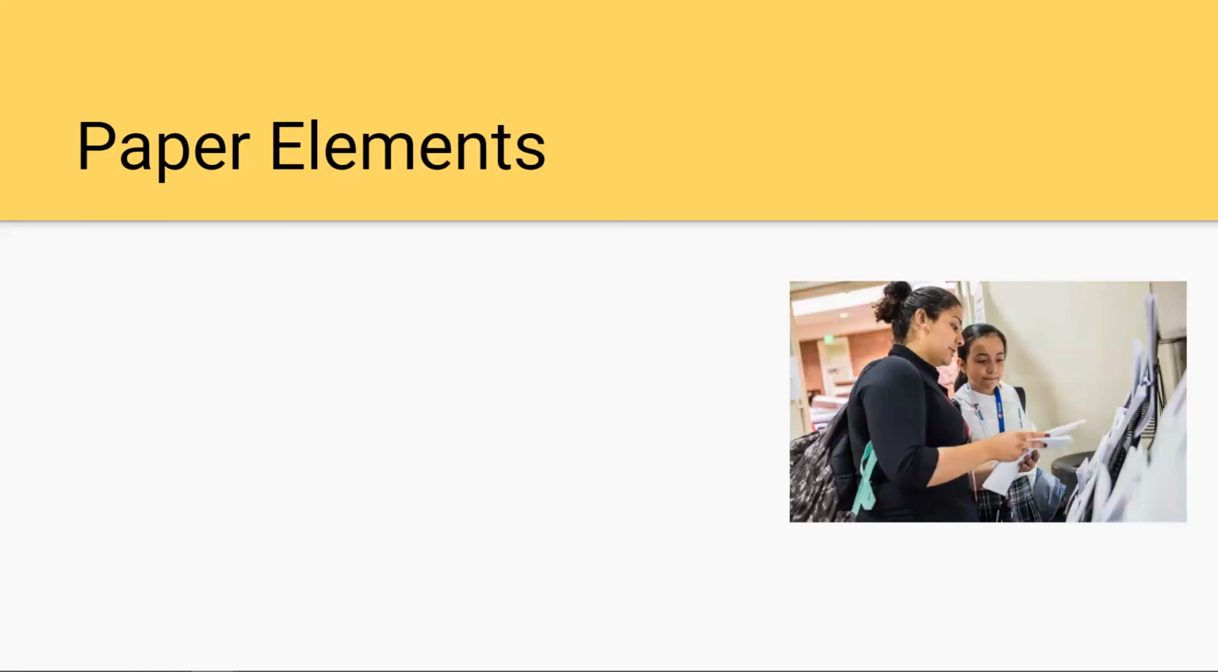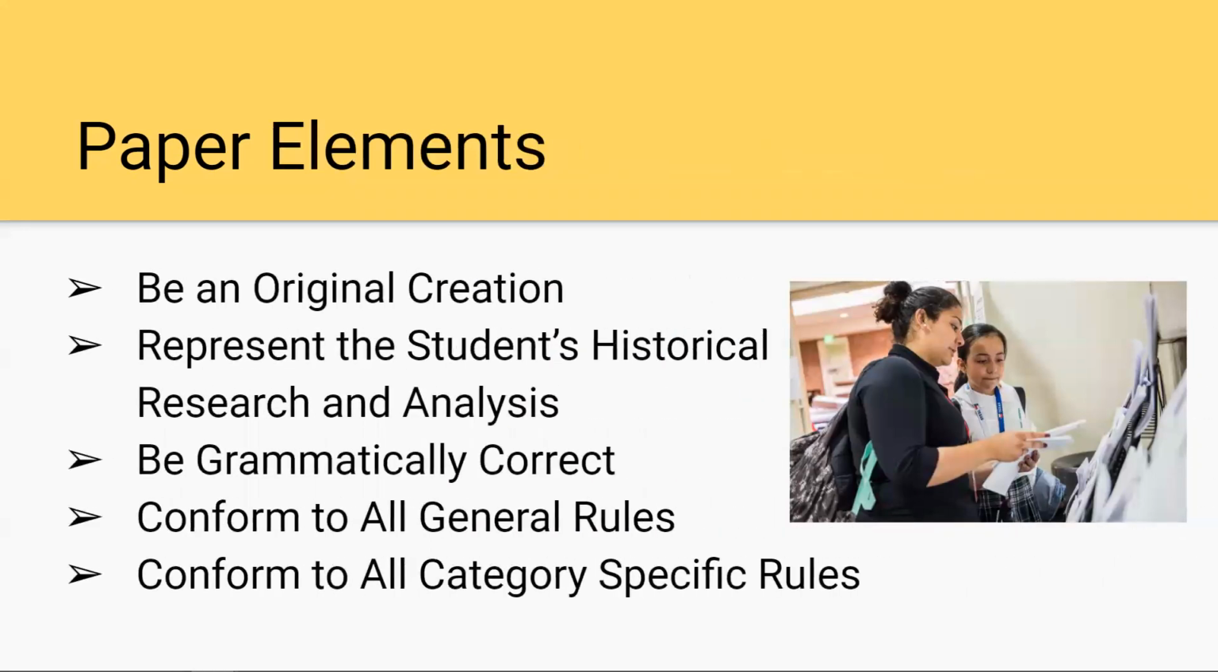All papers will contain each of the following elements. They must be an original creation, meaning they cannot reuse research from a previous year. They must represent the student's historical research and analysis, making sure to include their student voice. They must be grammatically correct and conform to all general rules, including those surrounding citations and plagiarism. And finally, they must conform to the paper category-specific rules, which we will cover in this video.